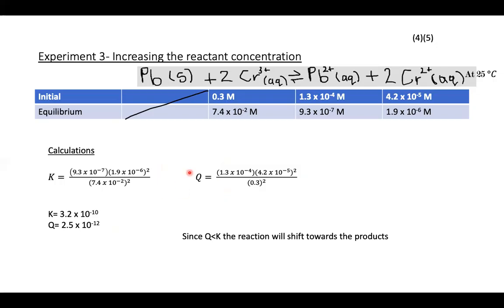And the K value comes to be the same answer as well with all these different values, 3.2 times 10 to the negative 10. And since in this case Q is smaller than K, the reaction will shift toward the products. So we've seen 3 different cases, all with the same equation, and how Q and K relate and how the concentrations can change, but the equilibrium constant always remains the same.